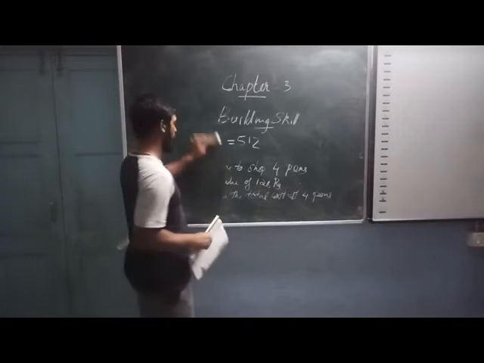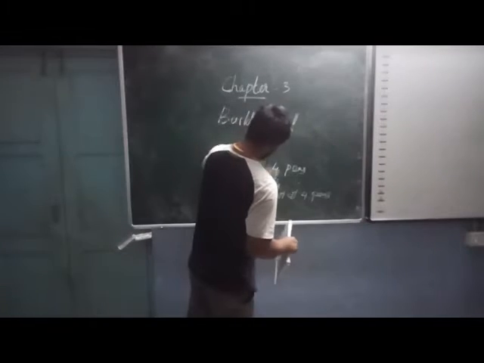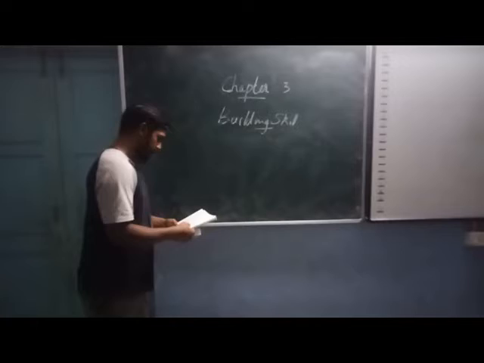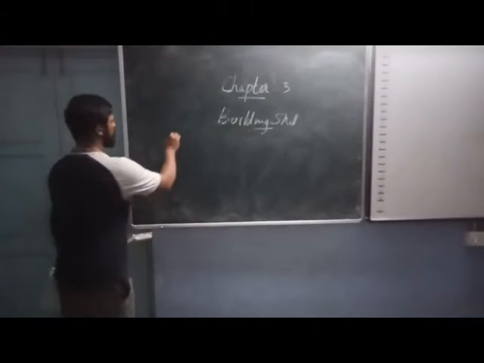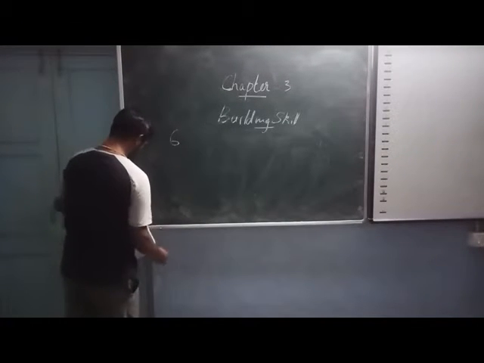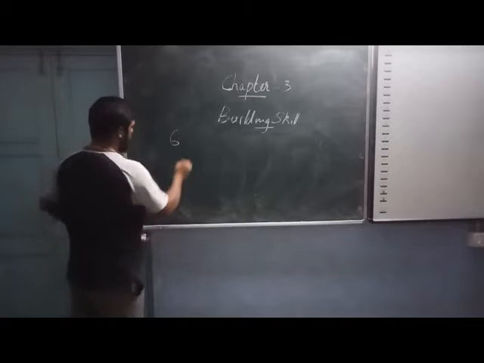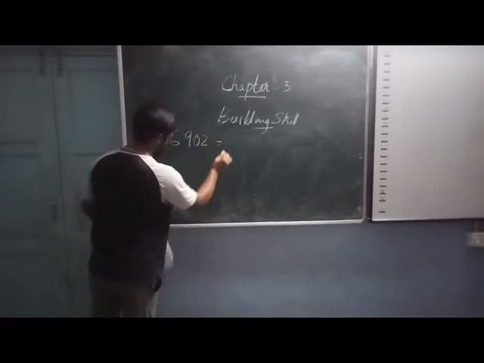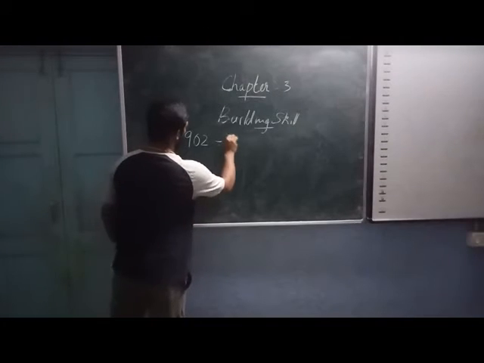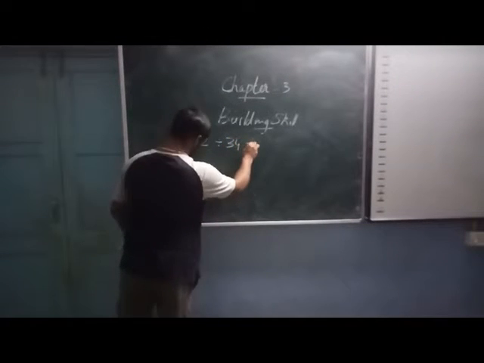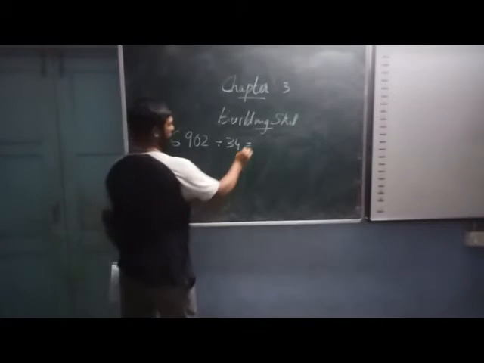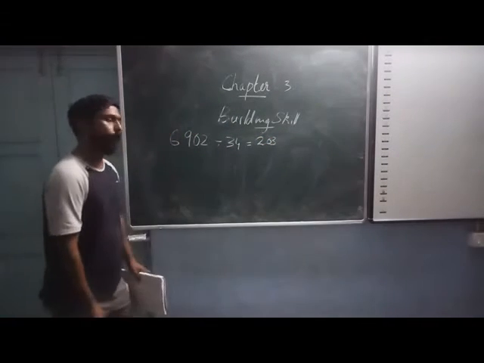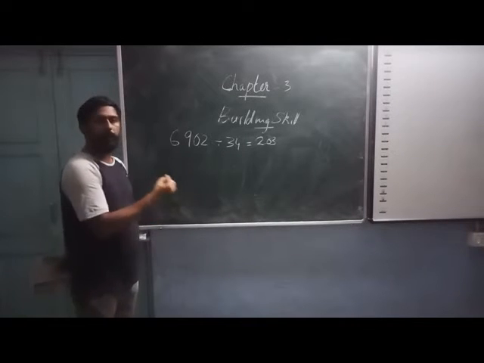Now let us see how we develop a question frame for division. We have been given 6902 divided by 34 is equal to 203. This is the given operation.